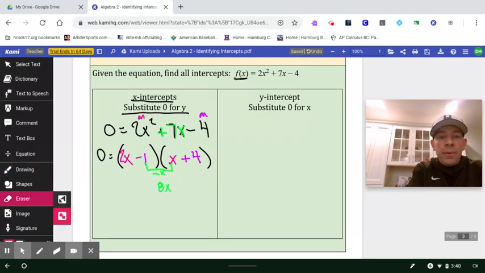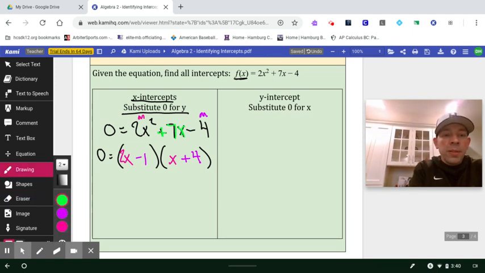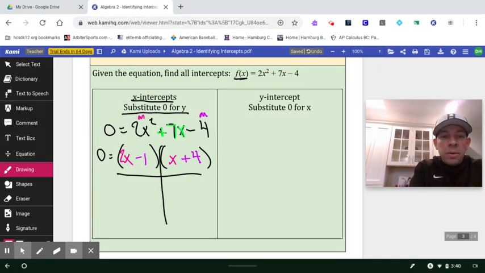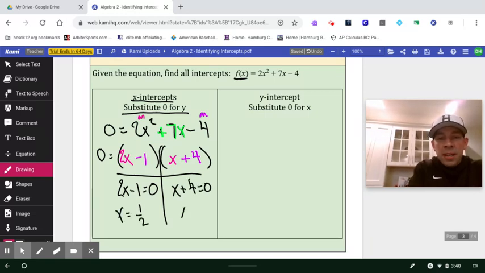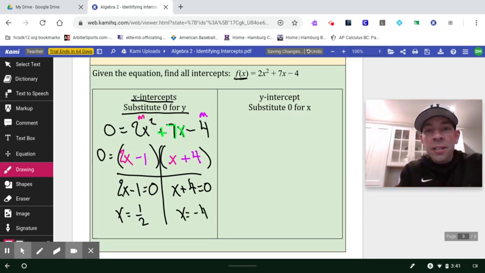So anyway, I'm going to go ahead and erase that little tidbit. Because what I want to do now, once it's all factored, is what we've done a million times. We're going to set each one of these factors individually equal to 0. And you're going to get x equals 1/2 as an x-intercept and x equals negative 4 as an x-intercept. And again, for a second degree polynomial, you're expecting 2 x-intercepts. It's kind of a giveaway there.